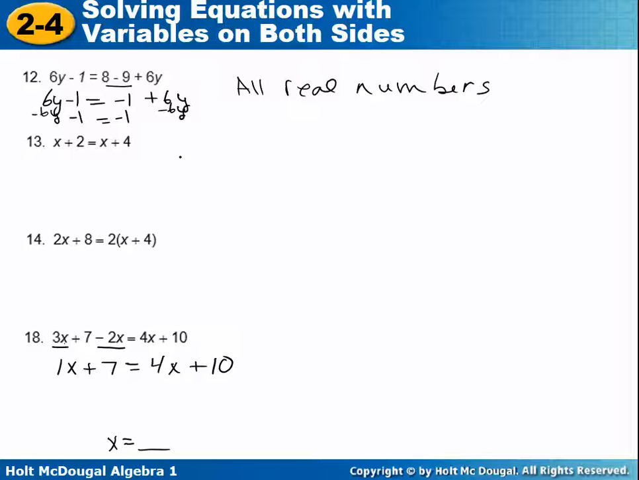Number 13 is super quick. There's no like terms to combine. There's no distributive property. So right away, we can subtract x from both sides. And you can see that that will cancel the x on both sides, and you'll be left with 2 equals 4. And that's never true. That's false. So you write no solution. That's a quick one. Number 14, you'll do the distributive property first, and then you'll either pick all real numbers or no solution, because I can see I'm going to get a 2x on both sides, and that means I'm going to get one of these two possible things.